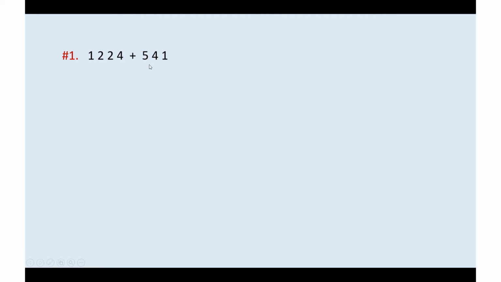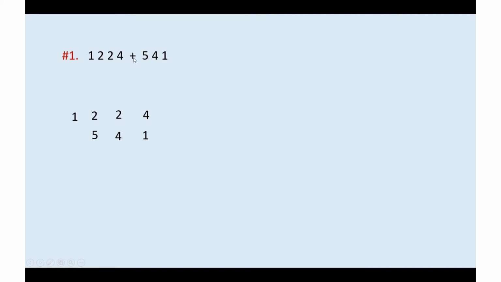First, we arrange the numbers. The first number first. So we write this 4 down here, this 2 here, 2 and 1. Then we arrange the second number at the bottom of the first number, beginning with the units column. So we arrange it below here, beginning with 1. This 1, we write below 4. This 4, we write below 2. Then we write this 5 in this column.